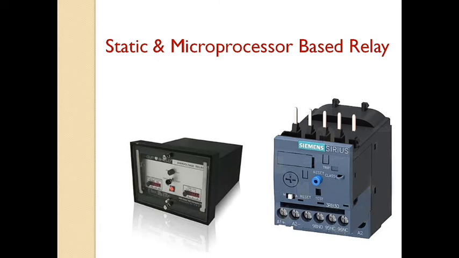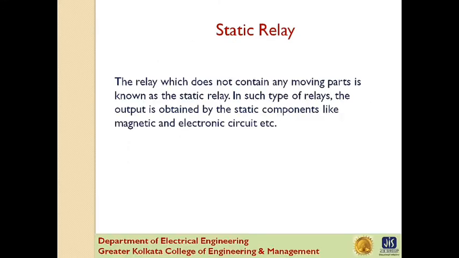Next is the static and microprocessor based relay. Static relay. What is the definition of static relay? The relay which does not contain any moving parts is known as static relay. In such type of relay, the output is obtained by static components like magnetic and electronic circuits. The relay which consists of static and electromagnetic relay is also called static relay because the static units obtain the response and the electromagnetic relay is only used for switching operation.